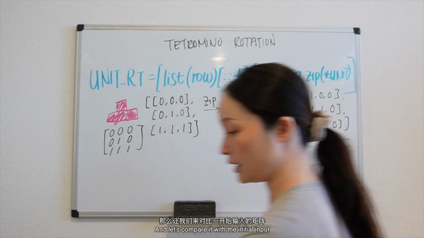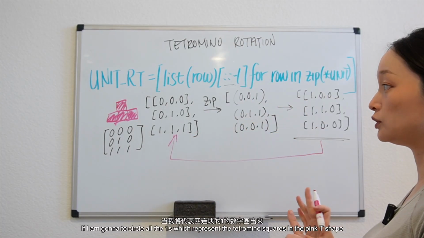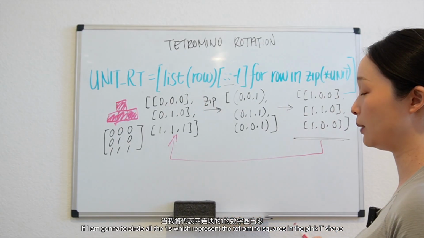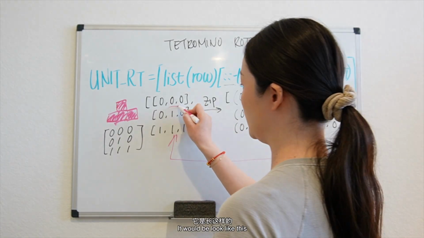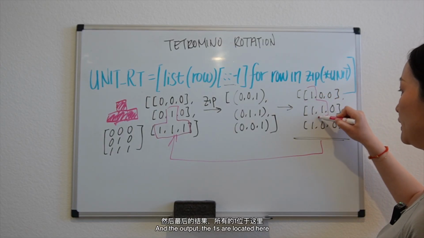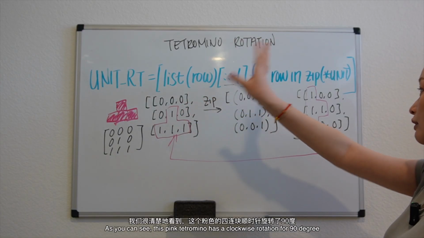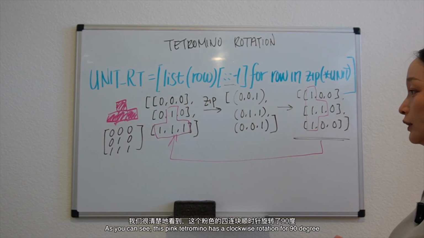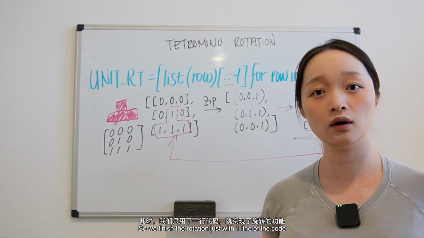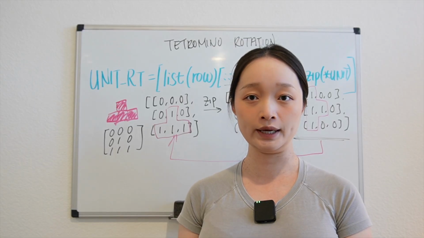Let's compare this with the initial input. What do we see? If I circle all the ones which represent the tetramino squares in the pink T-shape, it will look like this. And in the output, the ones are all located here. As you can see, this pink tetramino has made a clockwise rotation of 90 degrees. So we finished the rotation with just 1 line of code. How beautiful is it! Now finally, let's move on to window 3.